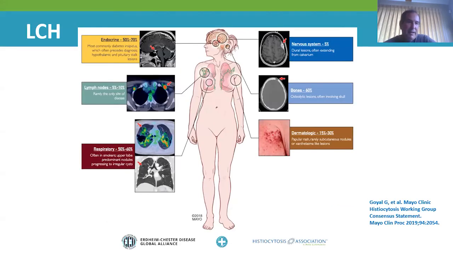So I think with that, I'll turn the forum back over to Dr. Go. He'll go through LCH. And then at the end, we'll talk about Rosai-Dorfman disease.